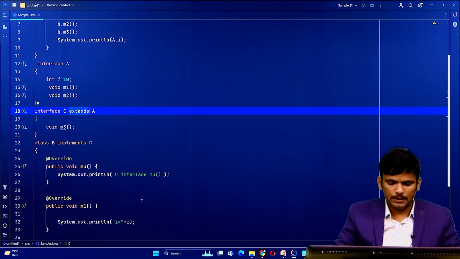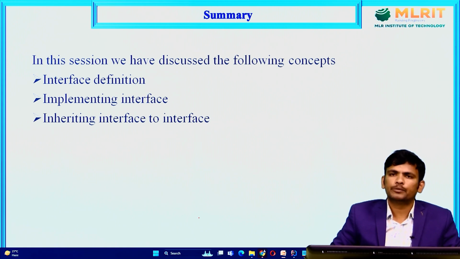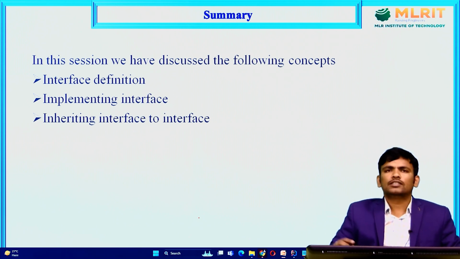Inheritance concept is possible. Coming to the summary of the session: in this session, I have covered the interface definition. Interface is one type of class, and we can declare unimplemented methods, all abstract methods, inside an interface. So interface is also called a 100% abstract class. We have also seen how to implement an interface using the implements keyword, so we can implement all interface methods inside a child class. And inheriting interface to interface we have just seen: using the extends keyword, interface to interface, we can achieve inheritance. Okay, so that's about this session. Thank you.